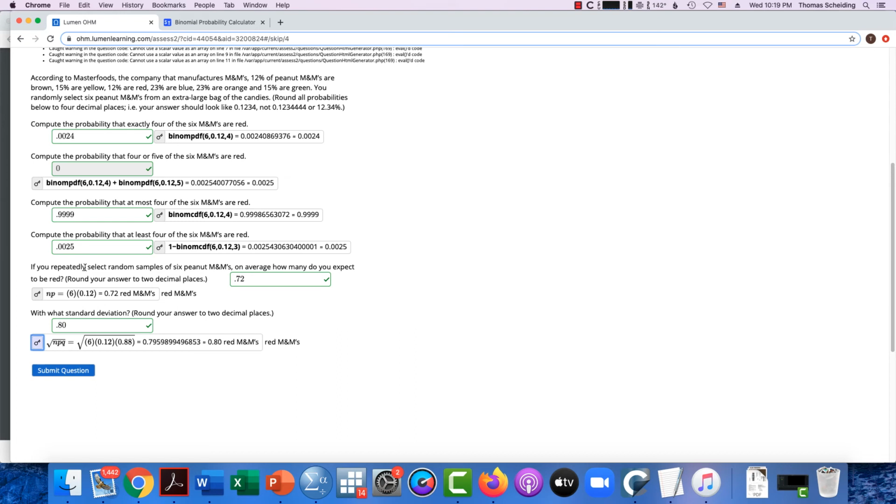Now, if I repeatedly select random samples of 6, how many do you expect to be red? Now I'm trying to find the expected value. The expected value equation would be number of trials, in this case 6, times the probability of success being 0.12, giving me 0.72. That's just the equation for the expected value in a binomial distribution. Same with our equation for the standard deviation in a binomial distribution. That would be the square root of 6 times 0.12 times 0.88, which rounded out gets me 0.8.